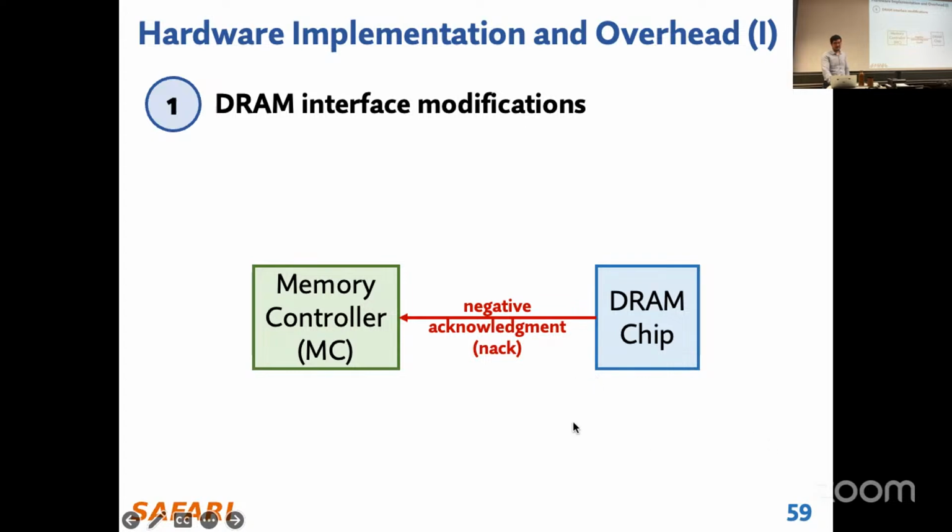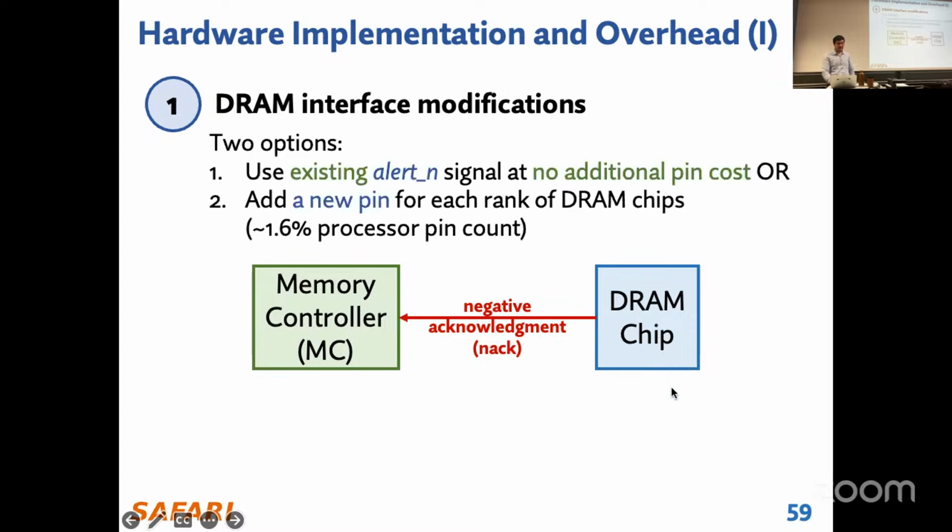So the addition of the negative acknowledgements, what's that? Self-managing. Yeah, that's a poor implementation of SMD if there's a thing. Anyways, we described 2 options of how you can add this. The first one is to use a signal called alert N, which already exists in the DDR4 and 5 interfaces. Basically, you add additional meanings to a signal that's already in the direction of DRAM to memory controller. This comes at no additional hardware cost.